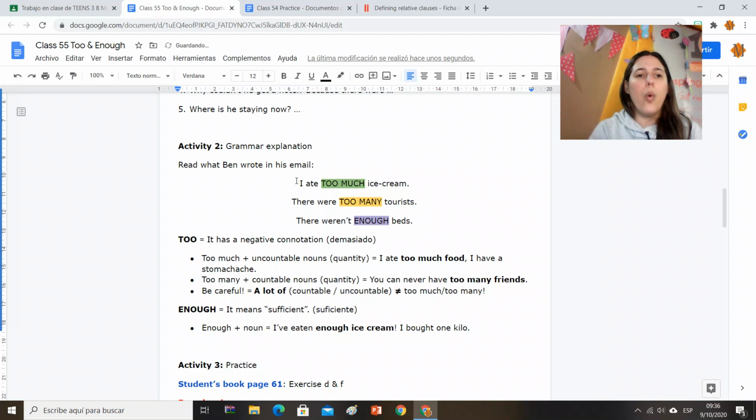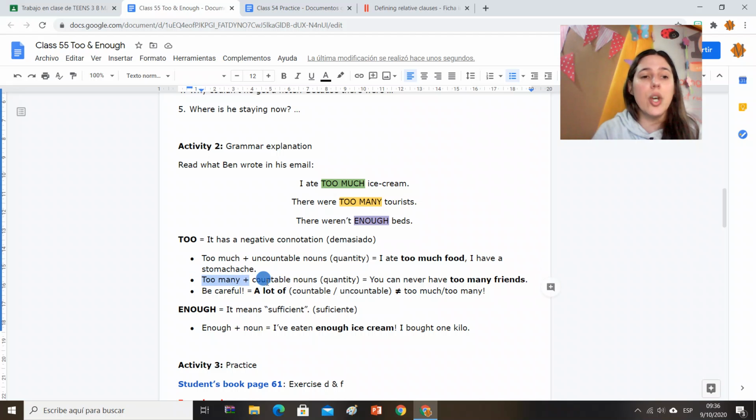Entonces, ¿cuál es la diferencia entre too much and too many? El sustantivo que voy a utilizar después. Cuando yo quiero decir que hay algo demasiado, tengo que saber si ese demasiado es contable o incontable. Es decir, countable noun or uncountable noun. So, too much is going to be followed by uncountable nouns. Okay? I ate too much food. I have a stomachache. Es decir, food, no digo one food, two foods. No. It's an uncountable noun. Entonces voy a decir too much food. Si quiero decir que comí demasiado.